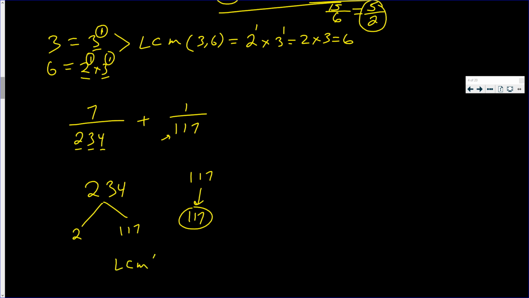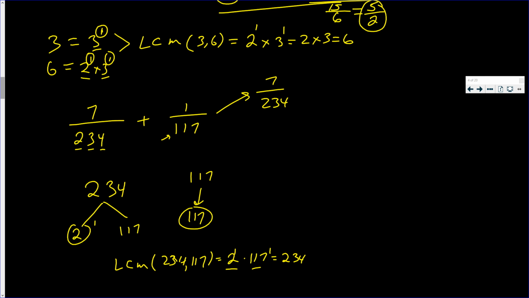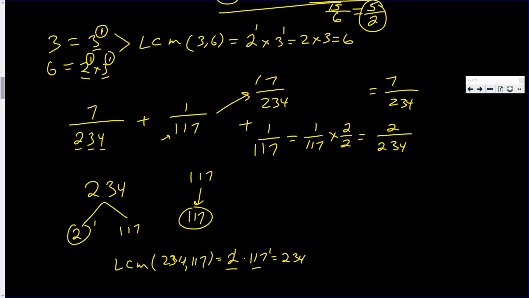The least common multiple of 234 and 117 is simply going to be, well, we have 2 and 117, and the highest powers are 1. So it's 2 times 117, which is 234. So I want to write this with the 234 on the bottom, which is pretty simple because it already has it. And I want to write 1 over 117 with the 234 on the bottom. So I'm going to multiply top and bottom by 2. So now I get 2 over 234. Adding these two fractions is the same as adding these two. And I get 9 over 234.